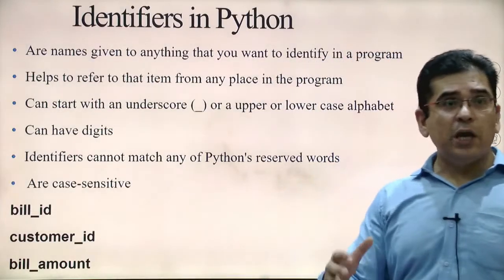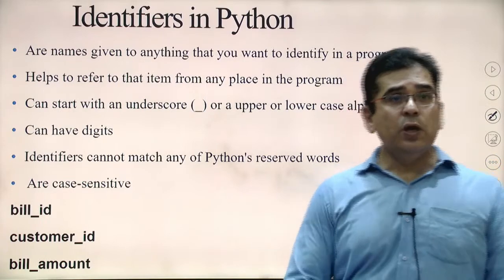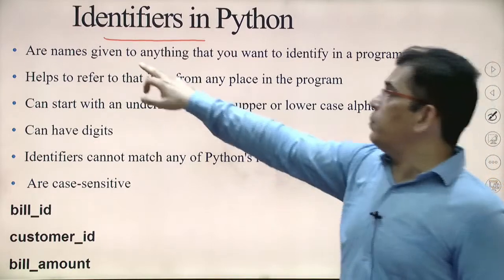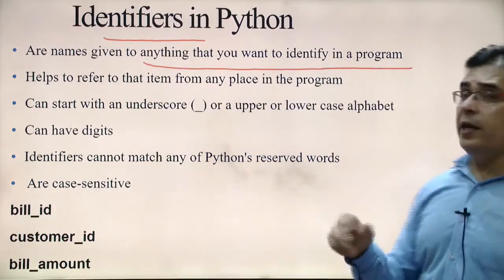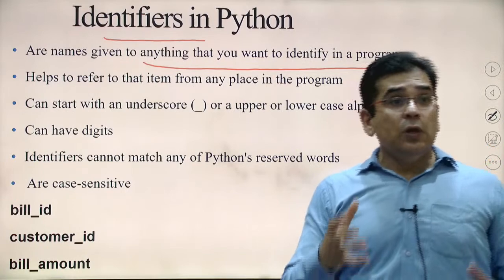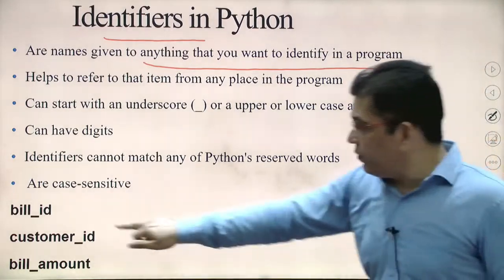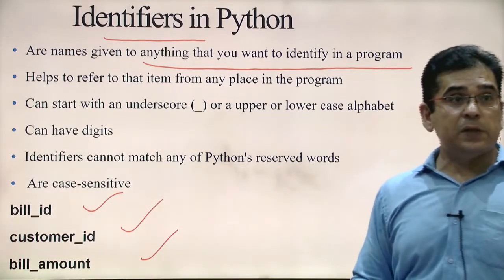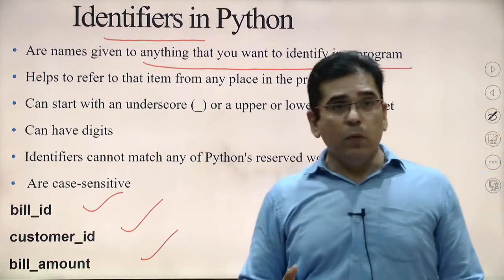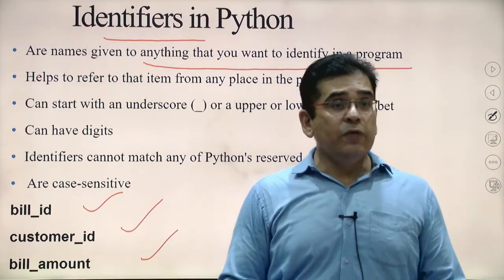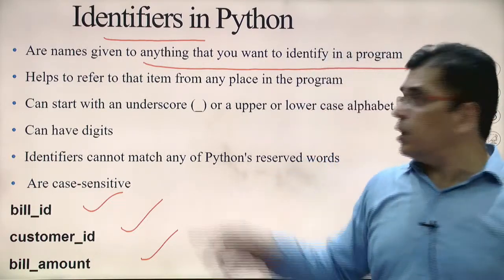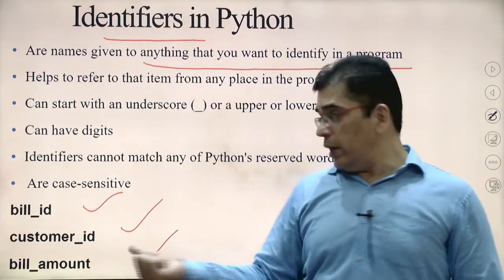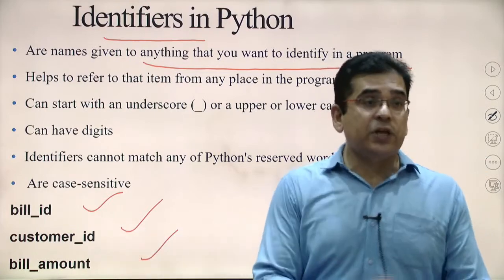Okay, now coming to a few basic concepts of Python. Identifiers. First I will tell you about identifiers. These are the names given to anything that you want to identify in a program. I have given 3 examples: bill ID, customer ID, bill amount. All these 3 are variables. These are identifiers. They are used to identify something which is defined by the user. These are the names given to anything. Like you want to define some medicine, then you can write medicine as an identifier, which can be a variable.